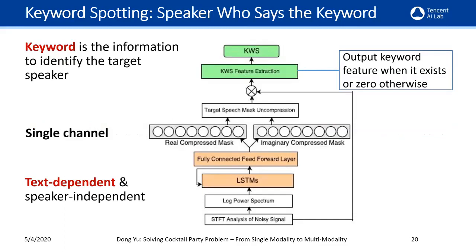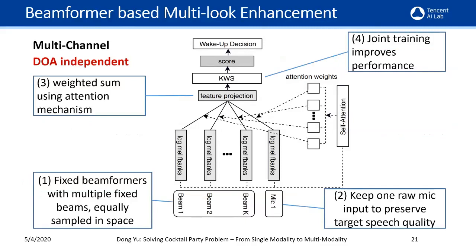Thus, we can train a model that outputs the keyword feature if it's in the mixture, or outputs 0 if it's not. This idea can be extended to the multi-channel condition. Since DOA is not very accurate and reliable, and also because the keyword can be from any direction, we proposed a DOA-independent multi-look solution. The basic idea is to use beamformer to look at n fixed, equally spaced directions.